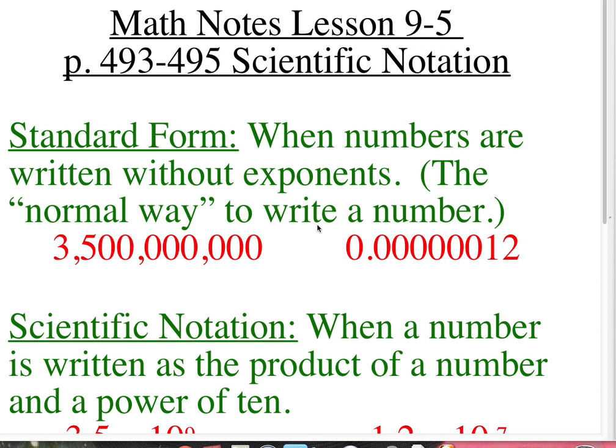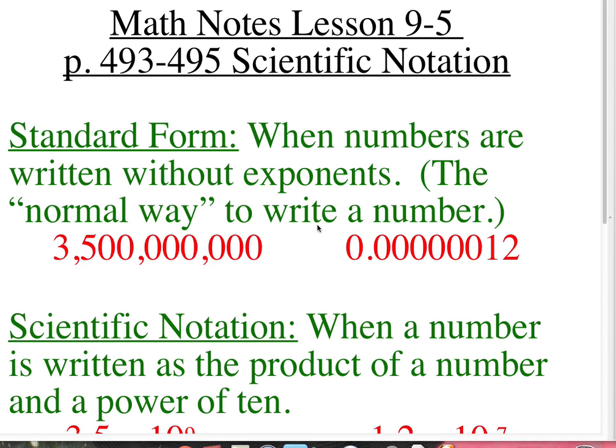So first of all, when we write numbers in math class, there are different ways that you can write numbers, and typically we write numbers in a form that's called standard form. The definition here on the screen shows you that standard form is when numbers are written without using exponents of any kind. So it would be considered like the normal way to write a number. And then I have some examples of some rather long numbers here. What have we got there? 3,500,000,000, right? That's a very long number. It has a lot of digits in it. And actually what it has is a lot of zeros. I'm going to show you how to make those kind of go away.